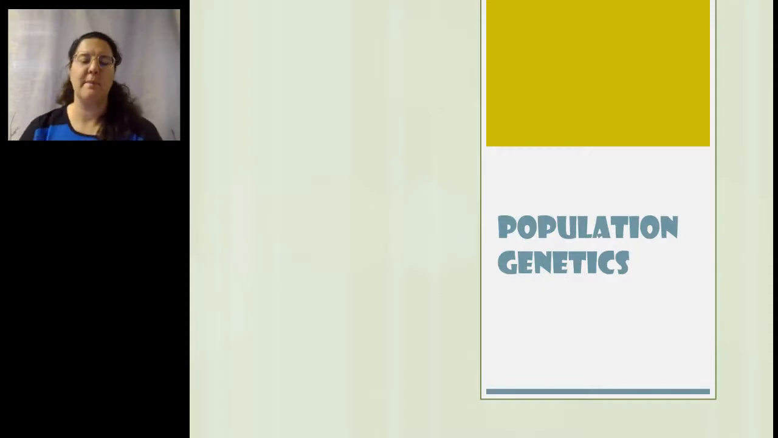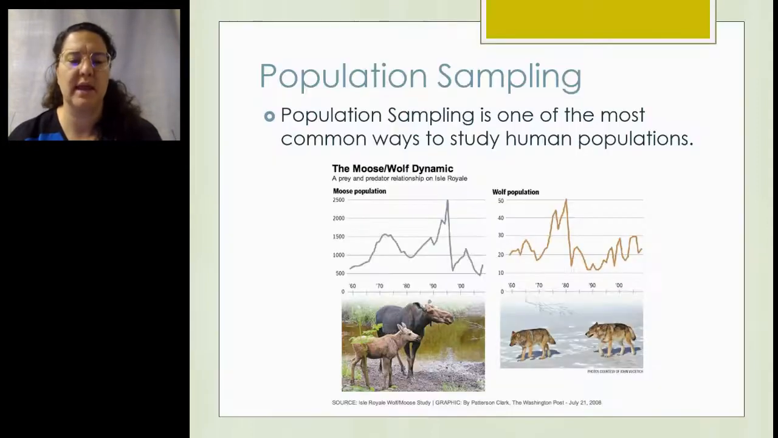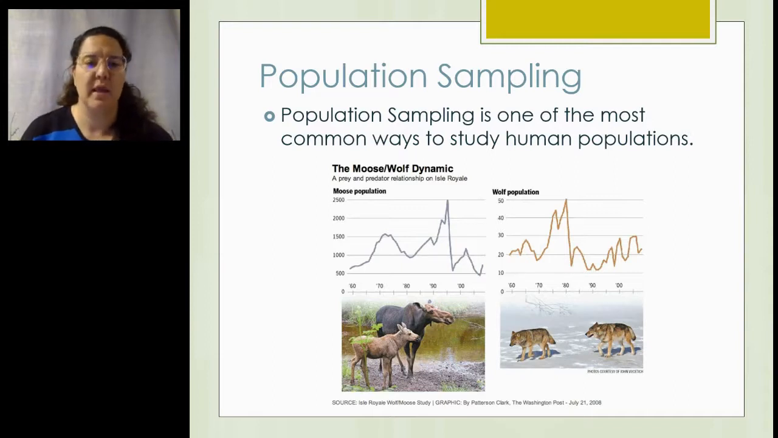So today I'd like to talk about population genetics and the ways that we can determine the allele and genotype frequencies in a population. When we look at population sampling, it's one of the most common ways to study human populations as well as populations of other large mammals. And so we can count the total number of individuals in a population over a given amount of years, so we can see the dynamic between different populations interacting.